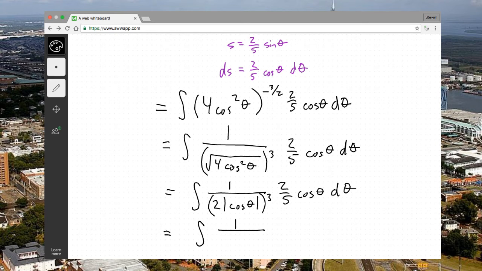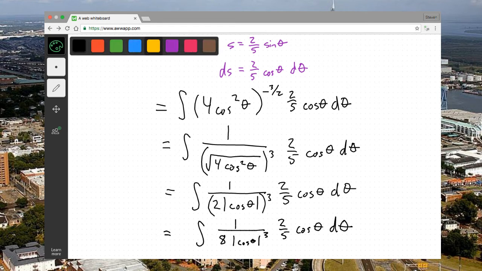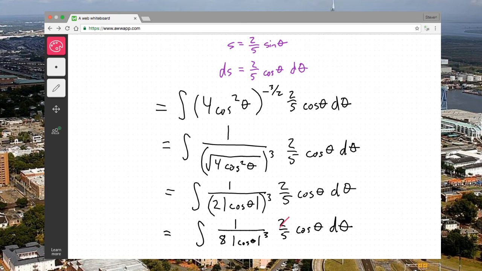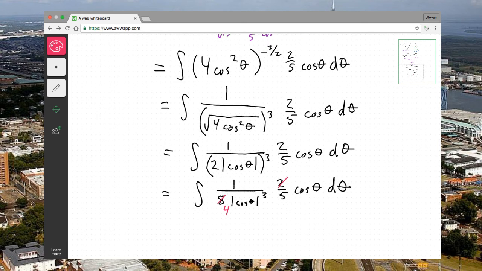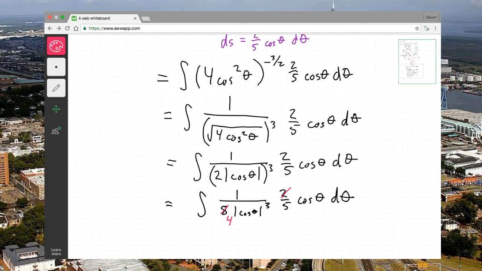One over 8 absolute value cosine of theta. That still needs to be cubed. 2/5 cosine of theta d theta. Now I can cancel the 2 with one of the 2's down here, leaving a 4. But we really need to take care of this absolute value. And that's where I note that, well, maybe I was overthinking it a little bit.